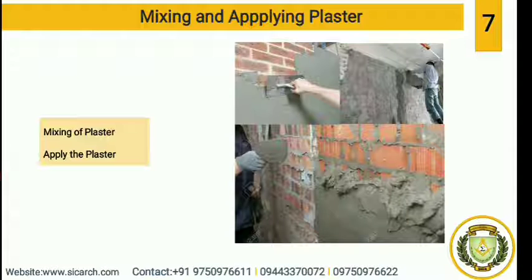Next is mixing of plaster. Mixing of plaster can be done in the ratio 1:6, that is, 1 part cement and 6 parts sand. The 1:6 ratio can be used for interior plastering, and for exterior plastering 1:4 can be used. The plastering layer should be 11 mm in thickness. Plastering should first be applied in smaller strokes, then made into a smooth surface like this.